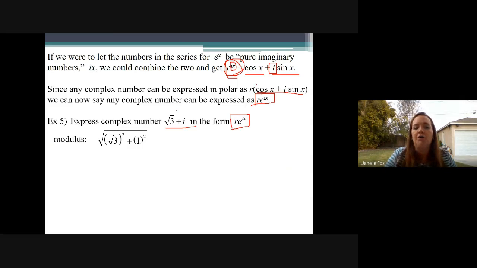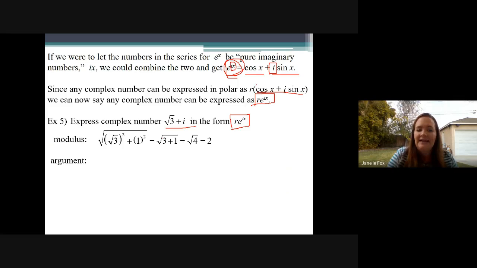Remember when we did R, you do the Pythagorean theorem with your components, your A and your B, or your X and your Y. So we're going to take rad 3 quantity squared, and then add 1 squared. That becomes 3 plus 1, which is 4, and rad 4 is 2. Okay, so the R number is going to be 2. Got it.